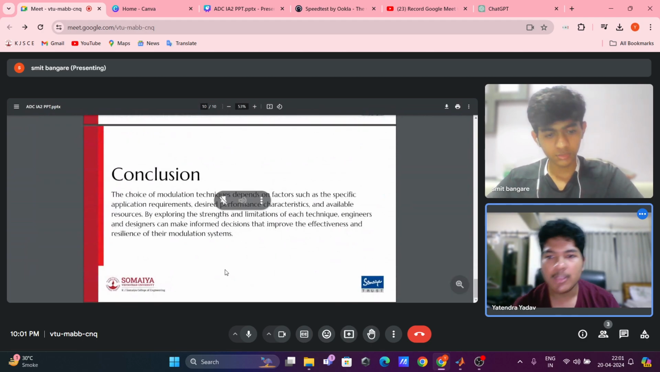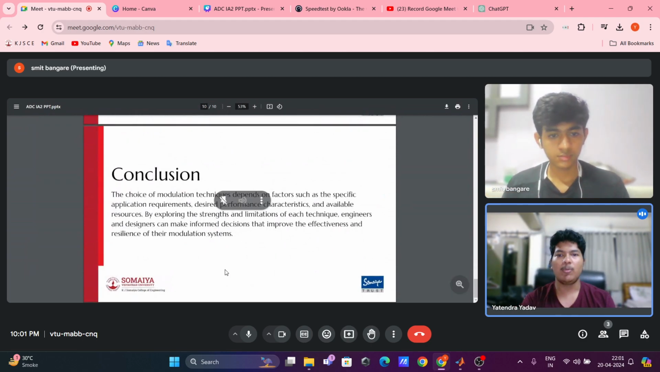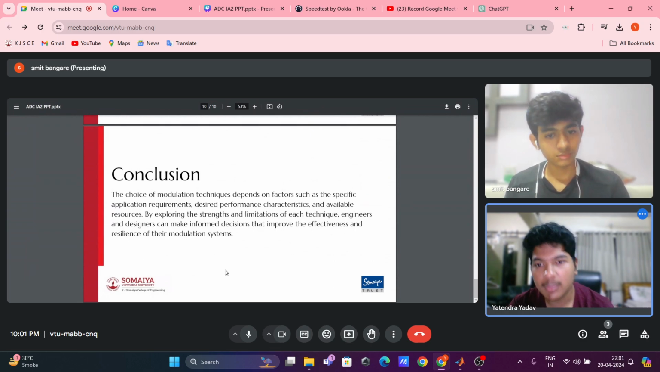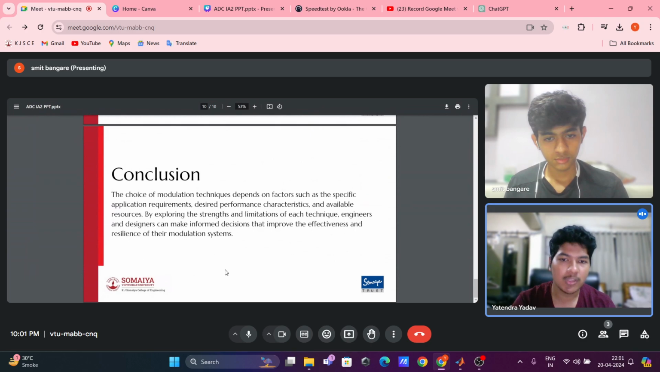In conclusion, the choice of modulation technique depends on factors such as application requirements, desired performance characteristics, and available resources. You can explore both of these by their strengths and limitations, and based on that, you can choose what is effective for you and resilient for your modulation system.